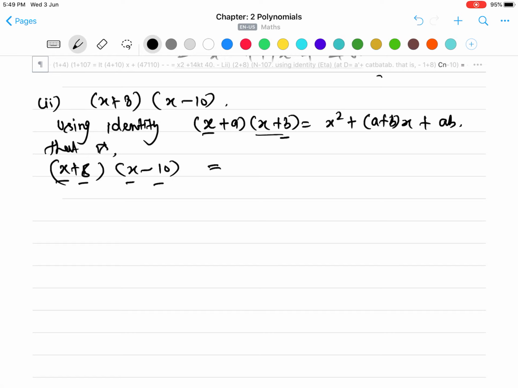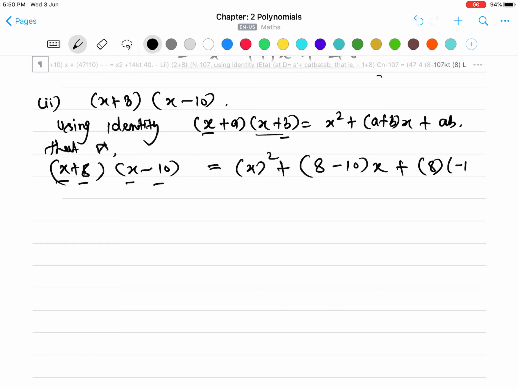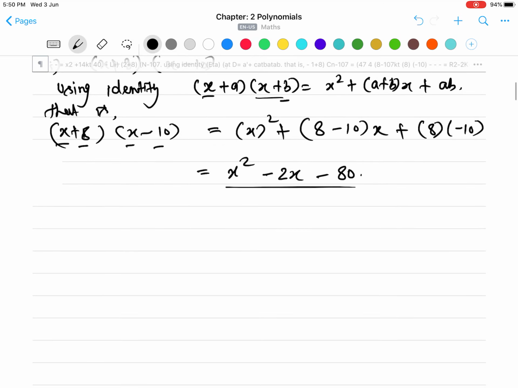Okay, so we'll write this as x square, that means square of the variable term. Then we have plus a plus b into x, a here is 8, b is minus 10, into x, x is again x, and ab means a is 8 and b is minus 10. So this will be square of x, this is again x square. This 8 minus 10 is minus 2, so this will be minus 2x, and minus 10 into 8 will give us minus 80. So this is the product of the given polynomials using algebraic identities.